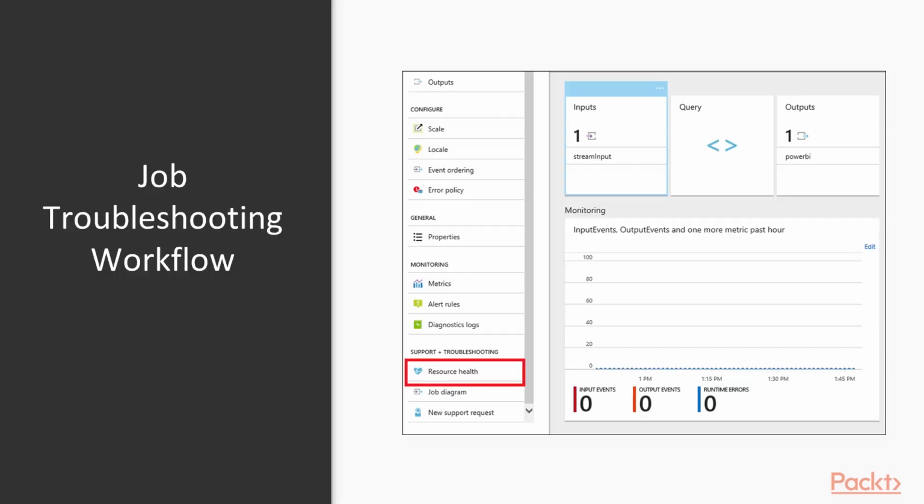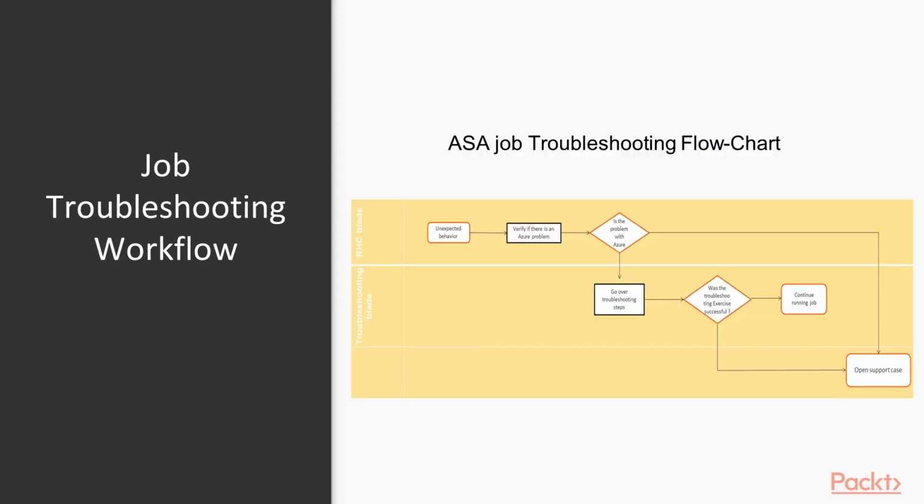So in general, there is a job troubleshooting workflow available. In order to understand the resource health first, you can go into the Resource Health Blade under the support and troubleshooting section of your job topology in Azure portal, and from there you can take a look at the flowchart of how to open a support ticket.